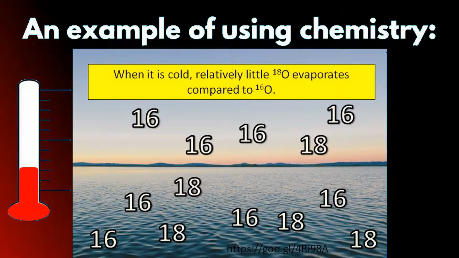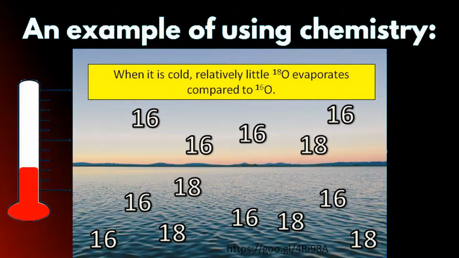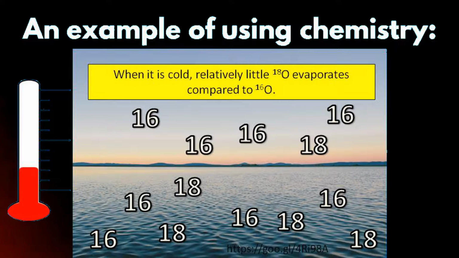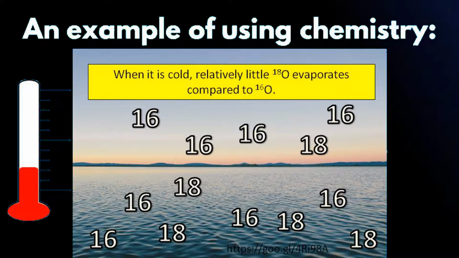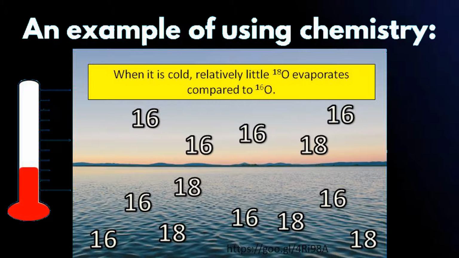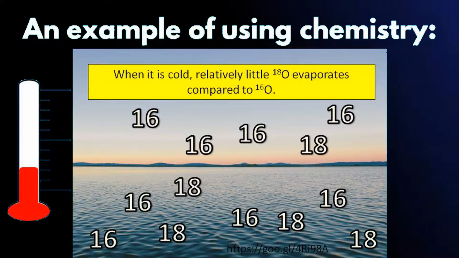When the temperatures are low, relatively little of the water that contains oxygen-18 will evaporate. On the other hand, more of the water that contains oxygen-16 will evaporate. So up there in the atmosphere, I made it so that most of the water vapor molecules floating around in the form of humidity and so on are oxygen-16, with just a little bit of it being oxygen-18.